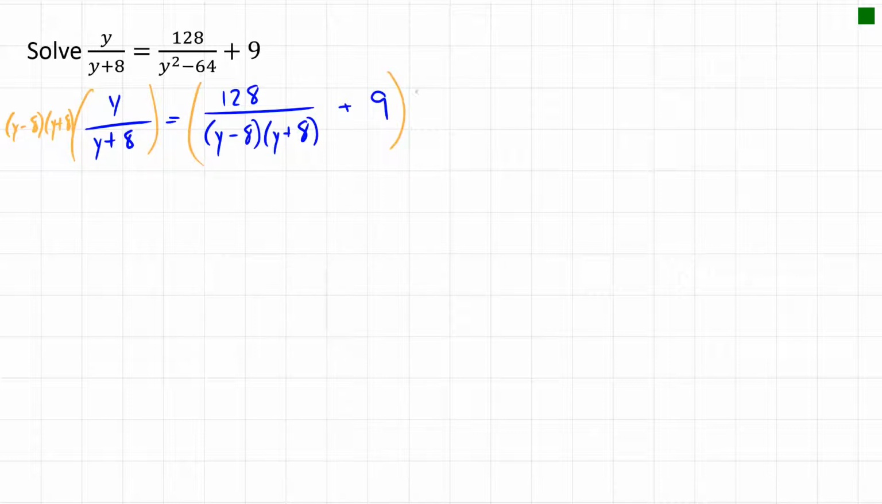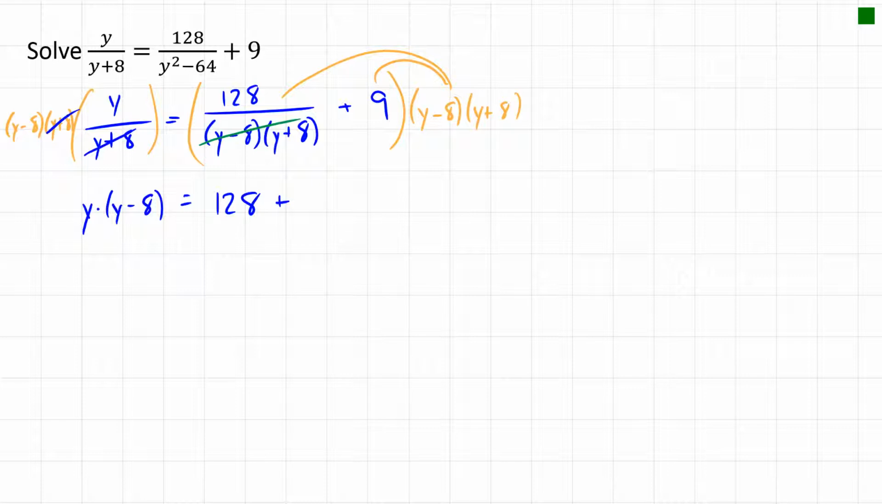That will cancel all those denominators. We have to multiply it into each term. So on the left, we get a little cancellation, and we're left with y times y minus 8. And on the right, we're going to get some cancellation on the first term. Those denominators are going to cancel, leaving me with 128. But the second multiplication, no canceling, so I have 9 times y minus 8 times y plus 8.